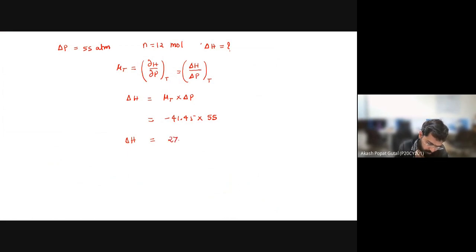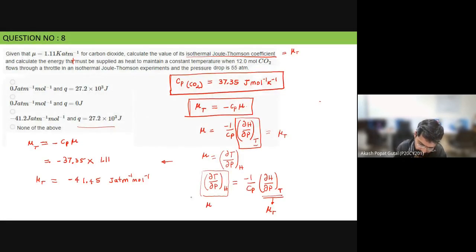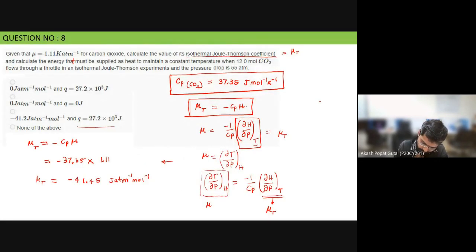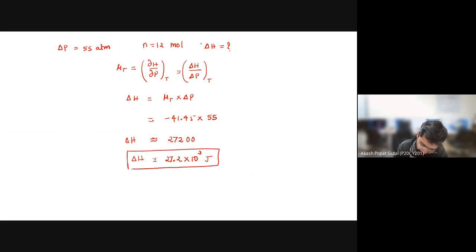it's 27200. It comes around this value, which is nothing but 27.2 into 10 raised to 3, in joules. Fine. Answer should be C.